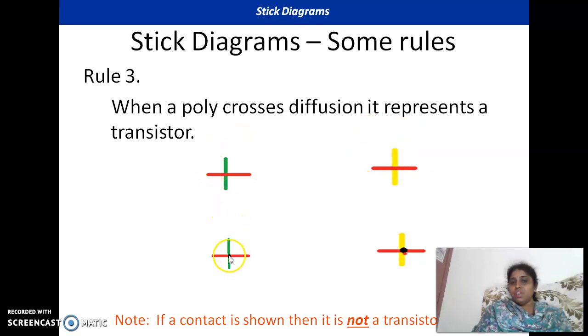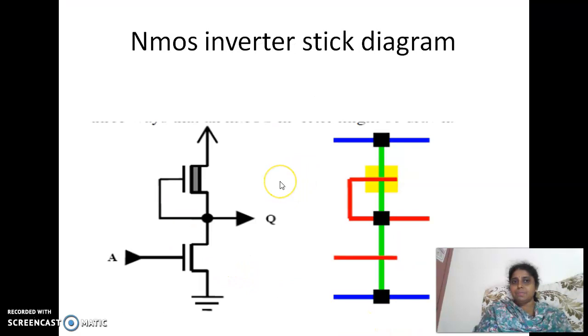Whenever there is a dot, that indicates it's not at all a transistor. Whenever a contact is shown, it does not represent a transistor. If the dot is not there, it's absolutely a transistor.